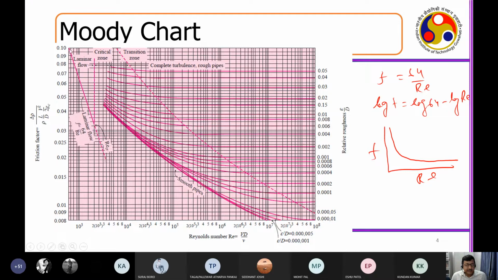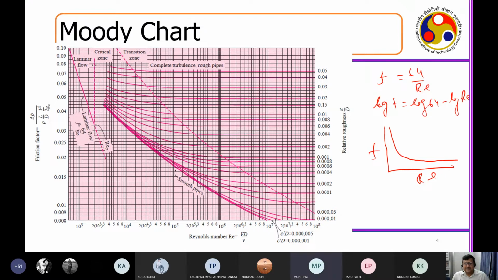This is point number 1. So this axis, although it is written friction factor, essentially you are plotting log of F, and this axis, although it is written as Reynolds number, you are plotting log of Reynolds number. Now, if it is a straight line, what should be the slope of the straight line? According to this equation, what will be the slope of the equation?